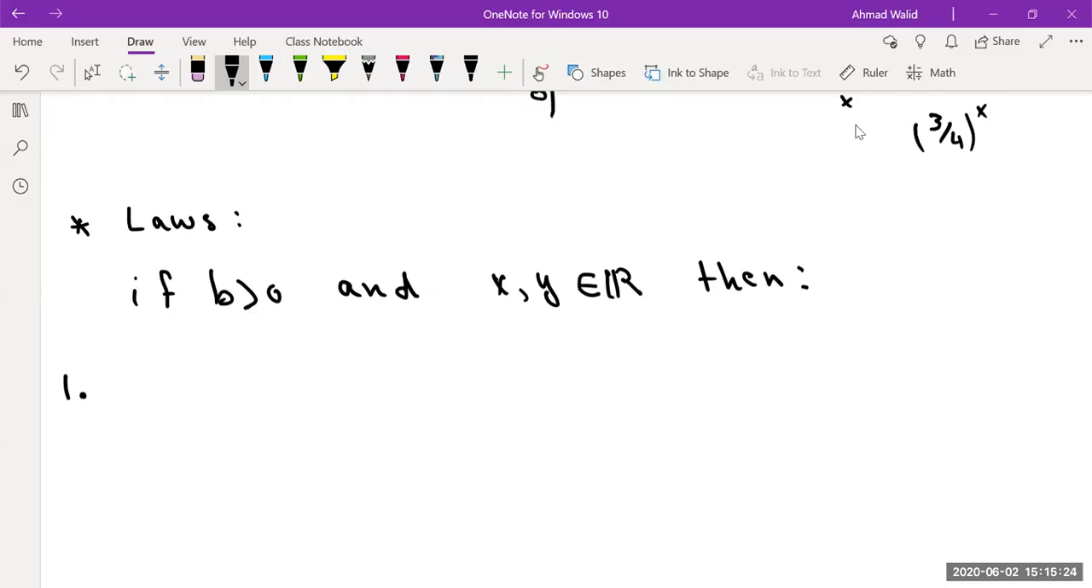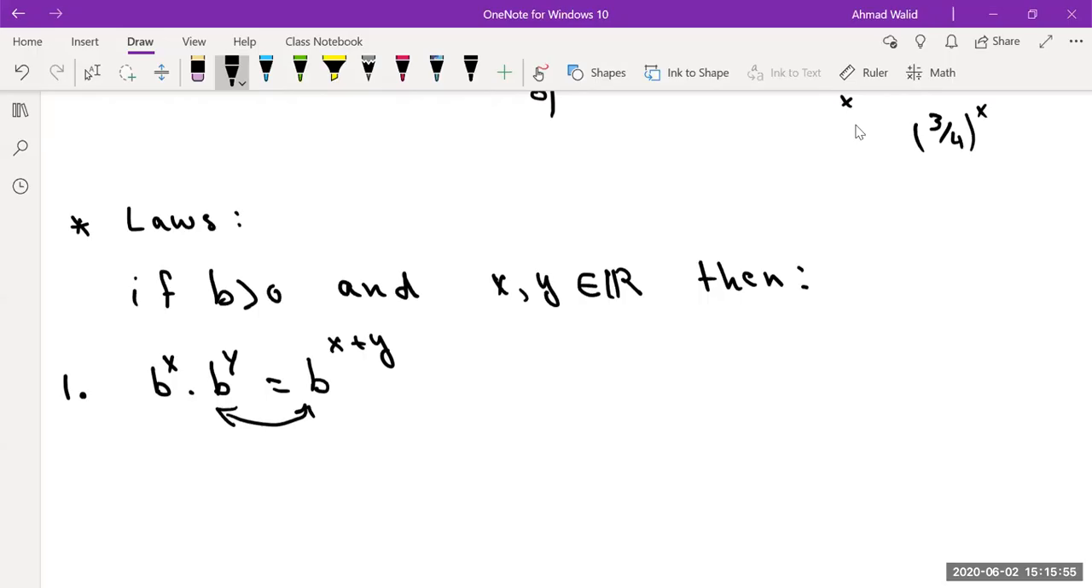If I have b to the power of x times b to the power of y, I can write this one as b to the power of x plus y. Or the opposite, if I have b to the power of x plus y, I can separate it as b to the power of x times b to the power of y. You know, it's an identity, it's a law that can apply both ways.